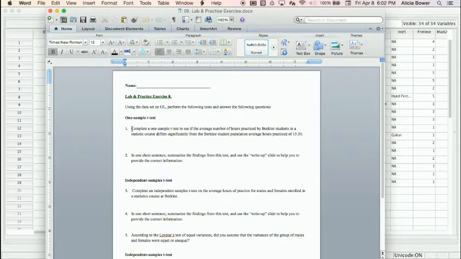So let's go ahead and start here with question number 1 under one sample t-test. It asks you to complete a one sample t-test to see if the average number of hours practiced by Berkeley students in a statistics course differs significantly from the Berkeley student population average hours practiced of 15.50. So you'll see this is one that we've done before. So let's go ahead and run through how we would run a one sample t-test comparing our sample average hours practice to the Berkeley population value 15.50.